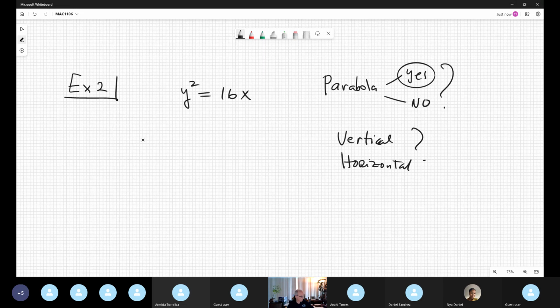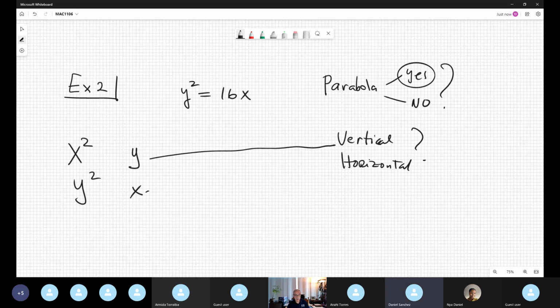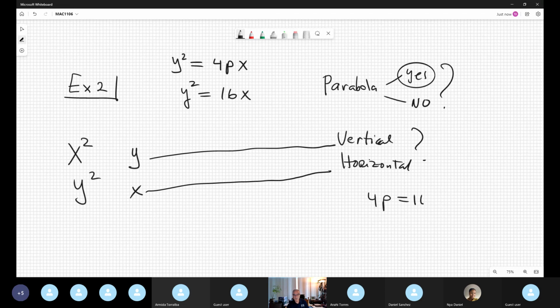Remember, you identify according to the locations of the x and y. So you have x squared and y not squared, or y squared and x not squared. This is vertical and this is horizontal. This is horizontal, right? Yes or no? Yes. So inside the horizontal, open up or open down? And who is p? y squared is equal to 4px. It's obvious that 4p is 16. Therefore, p is 16 divided by 4, which is 4. So p is positive.